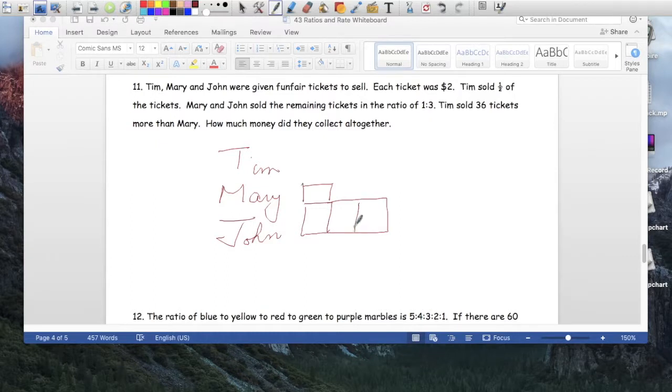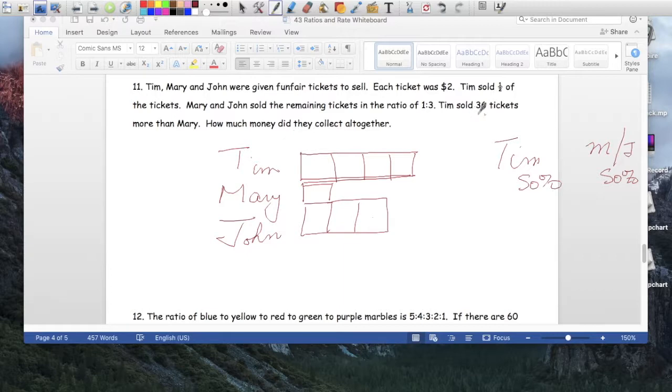So this is 50%. Tim by himself sold 50% of the tickets, and Mary and John together sold the other 50% of the tickets. So Tim obviously by himself sold more. But what that means is that the combination of Mary and John is the same thing as Tim. So if Mary and John are represented by 1, 2, 3, 4 squares, it means that Tim is represented by 4 squares, because he's the other half. That's my tape diagram.